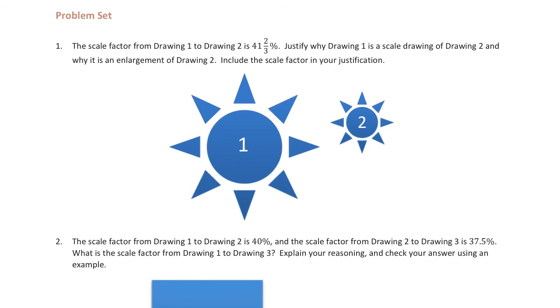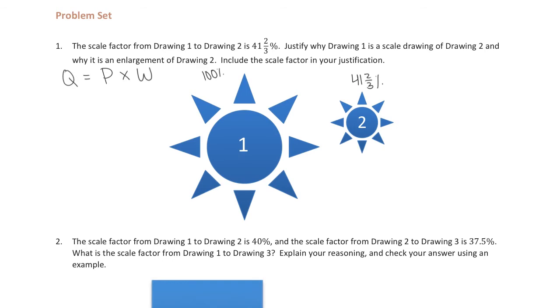Now that we know that drawing 2 is 41 2/3%, that means that drawing 1 is going to be represented by 100%. Now, to find the justification for it, we're going to use our favorite formula, which is quantity equals percent times whole. What we want to find here is the percent. And you might be like, well, Miss White, we already have a percent. Yes, but we want to use a percent to understand if it's and why it's an enlargement.